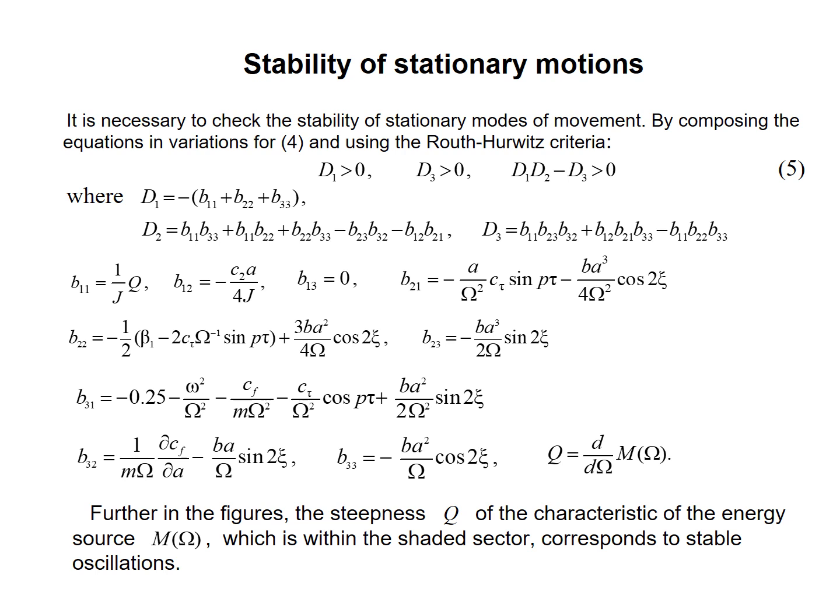Stability of stationary motions. It is necessary to check the stability of stationary modes of movement by composing the equations in variations for 4 and using the Routh-Hurwitz criteria. Further in the figures, the steepness of the characteristic of the energy source, which is within the shaded sector, corresponds to stable oscillations.